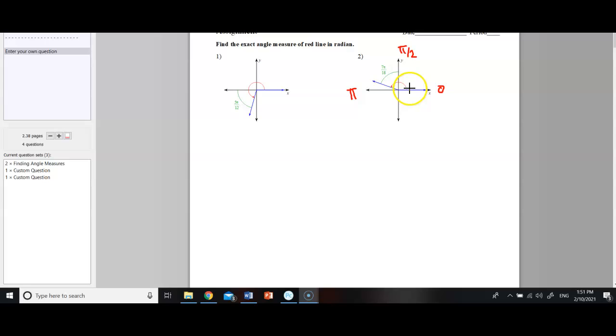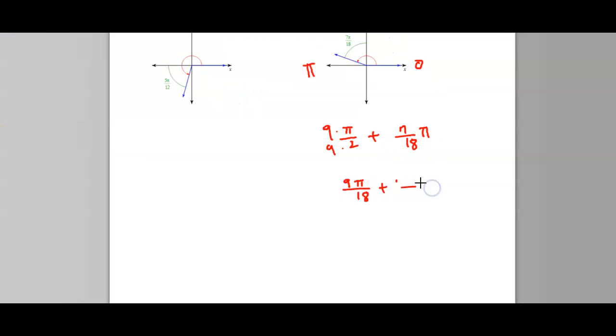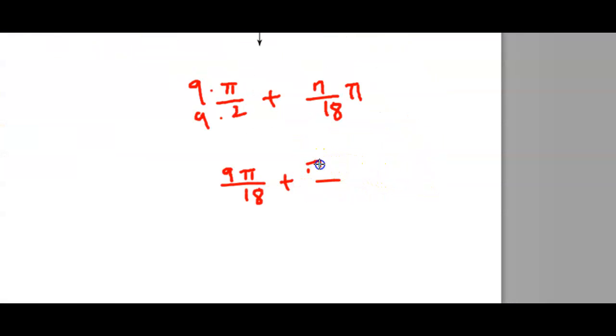There are two ways you can do it. You can just do half the pi plus 7 over 18 pi. So pi over 2 plus 7 over 18 pi. You need a common denominator, so I'm going to multiply 9 to the top and the bottom. I get 9 pi over 18 plus 7 over 18 pi, which gives me 16 over 18 pi.